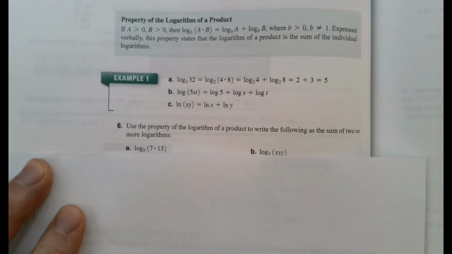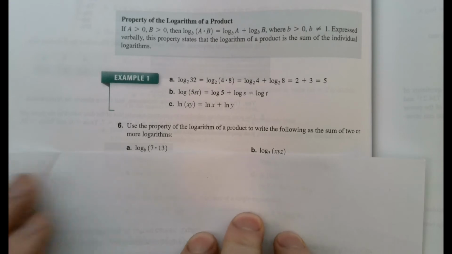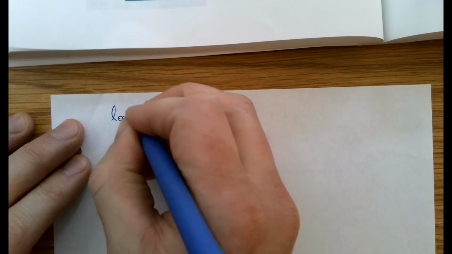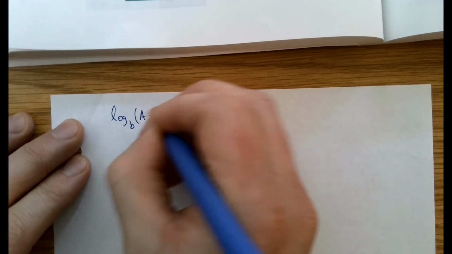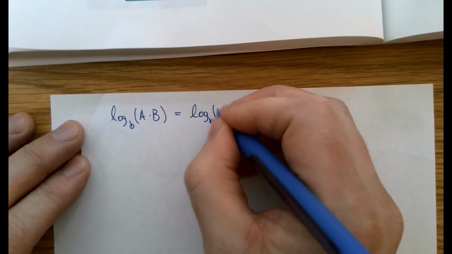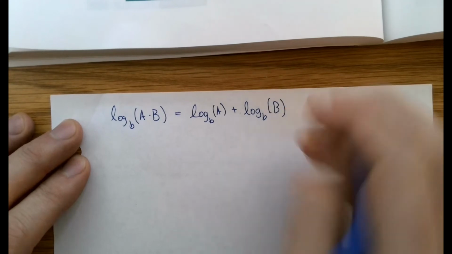So now we're going to do some applications of these properties. Let's look at number 6 for this product property. I'll write them down on my piece of paper here, but at the top of the page, I'm going to remind ourselves what we're working with. That is, if we have log base b of a product of two numbers, we can rewrite that as the logarithm of the same base of each of the individual numbers. That's what the product property states.